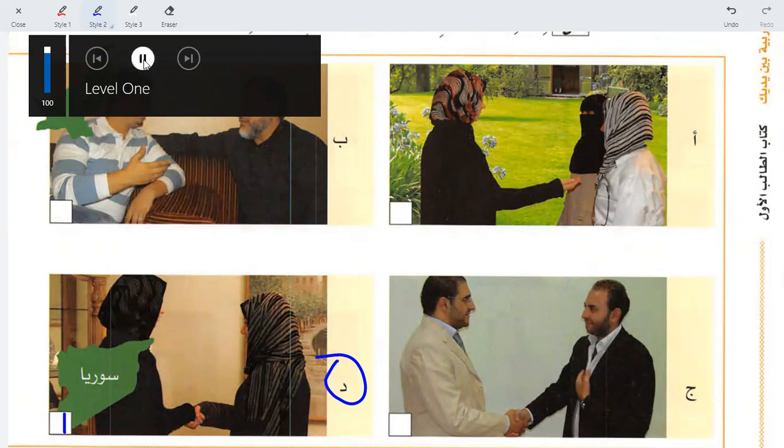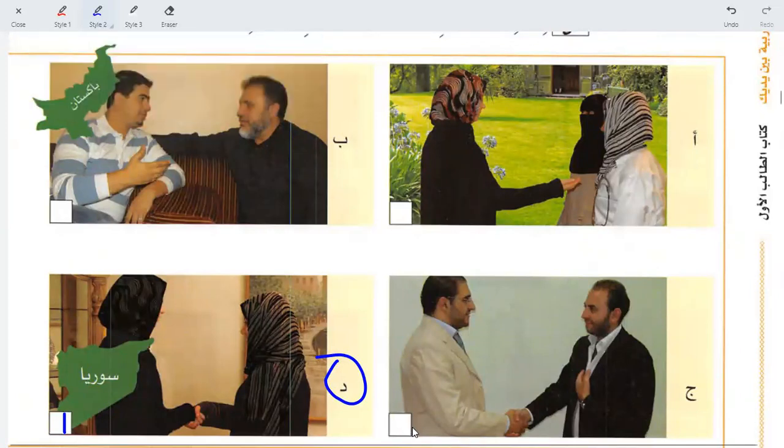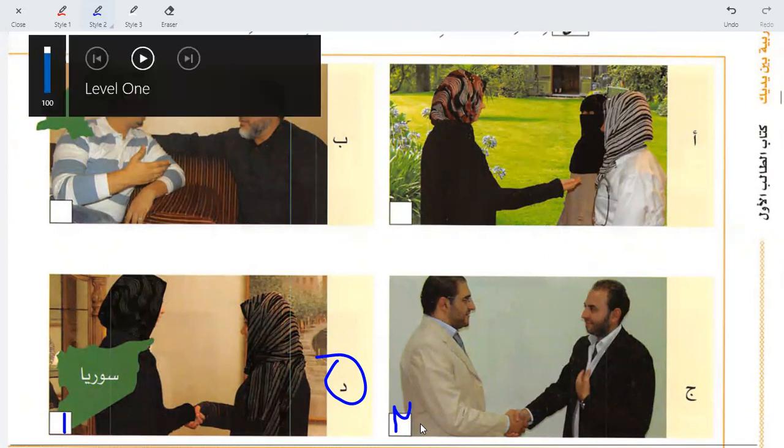Three. So are you here? Which option? Option two. What shall we write here? Two. Last.